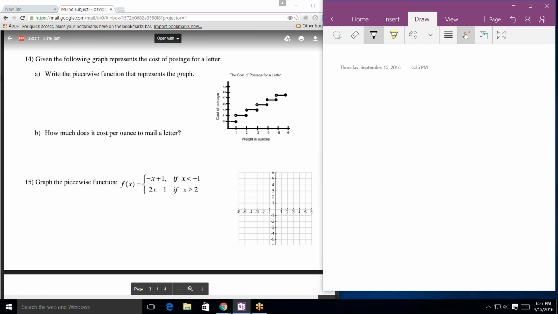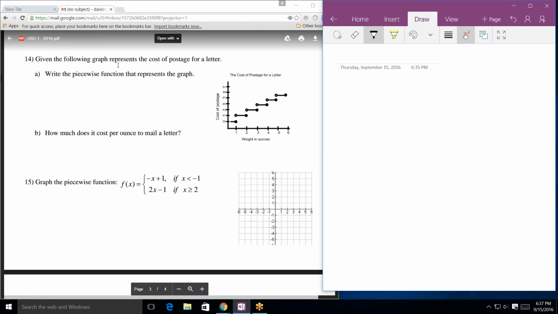If you go into a post office, if your thing weighs 4.5 ounces, they're going to charge you 47 cents. Whether it weighs 4 ounces or 4.5 ounces, they're going to charge you 47 cents. So that piecewise function represents the cost of a postage letter pretty good. In other words, that's a good model to use.